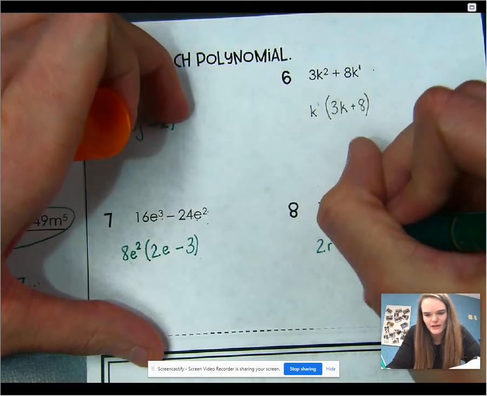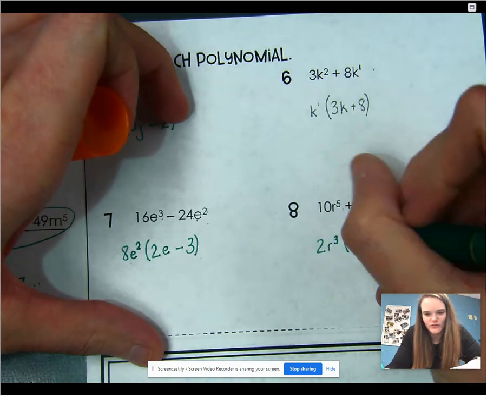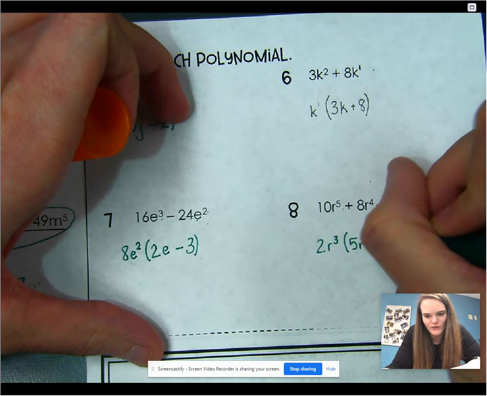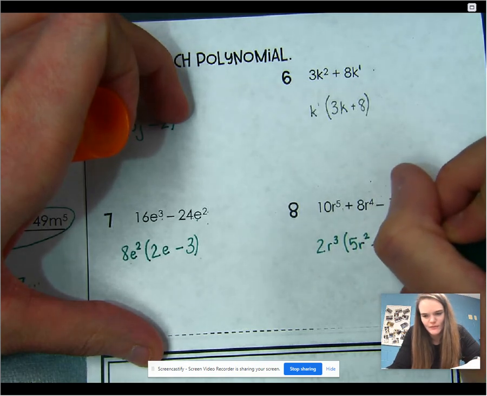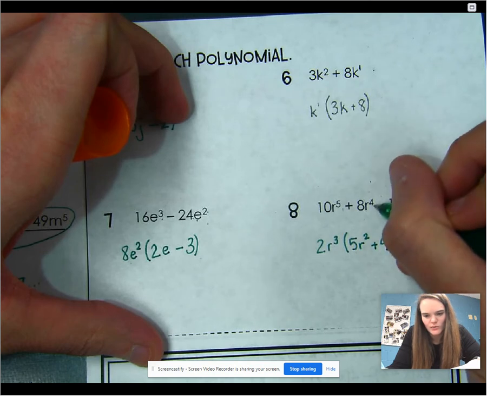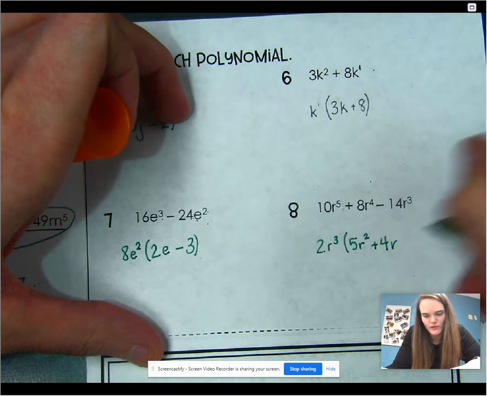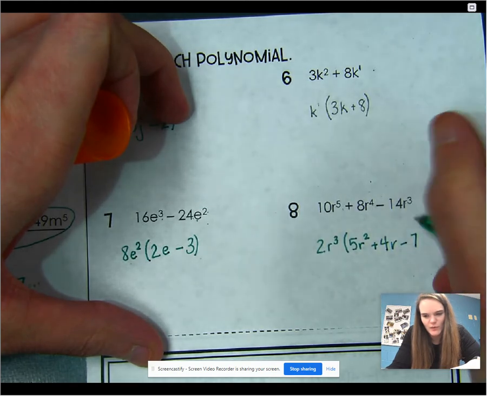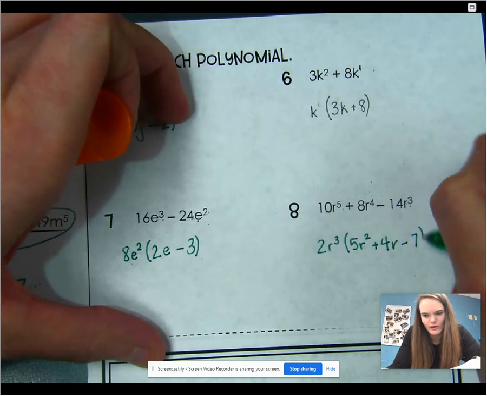Now we're going to divide. 10 divided by 2 is 5. We had 5. We took out 3, so we have 2 left. 8 divided by 2 is 4. We had 4r. We took out 3. We have 1 left. 14 divided by 2 is 7. We had 3. We took out 3. We don't have any left.